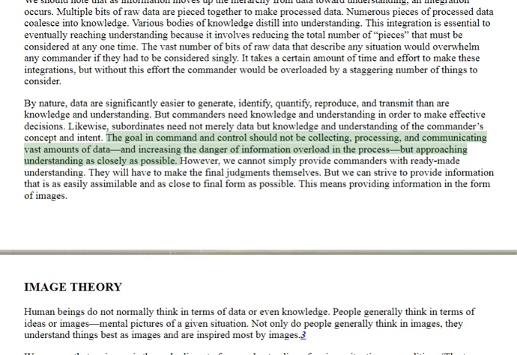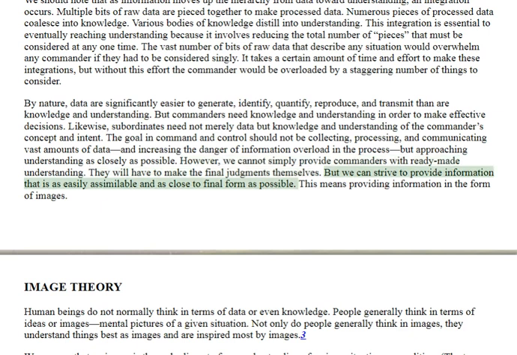The goal in command and control should not be collecting, processing, and communicating vast amounts of data, increasing the danger of information overload in the process, but approaching understanding as closely as possible. However, we cannot simply provide commanders with ready-made understanding. They will have to make the final judgments themselves.